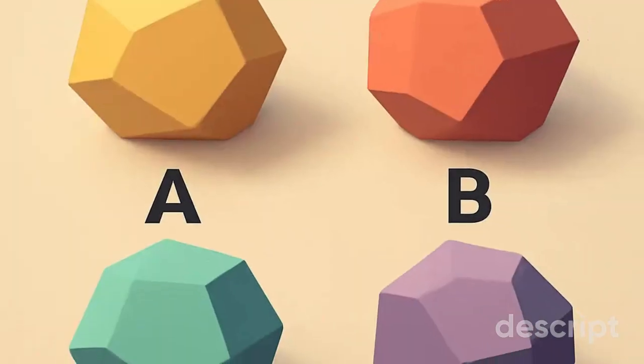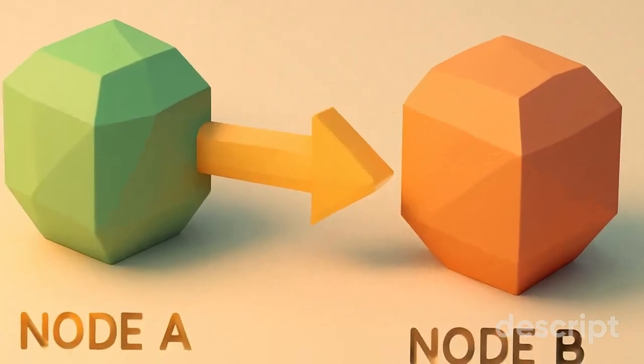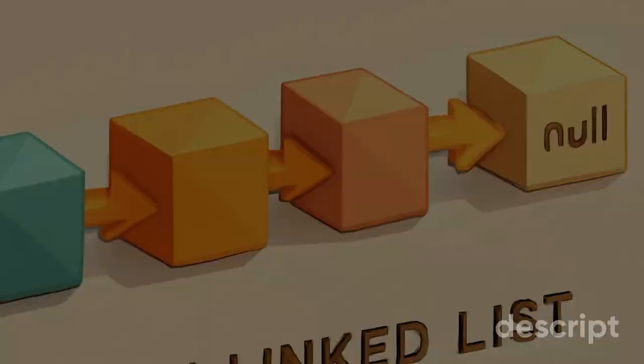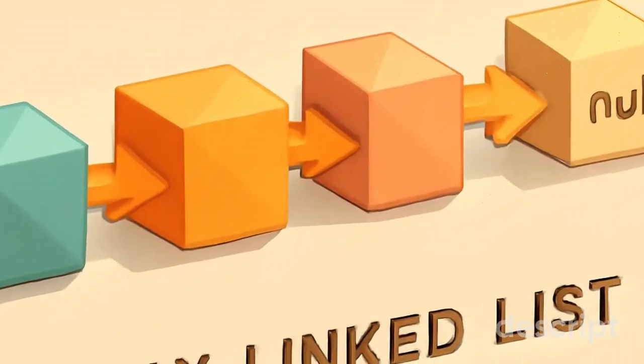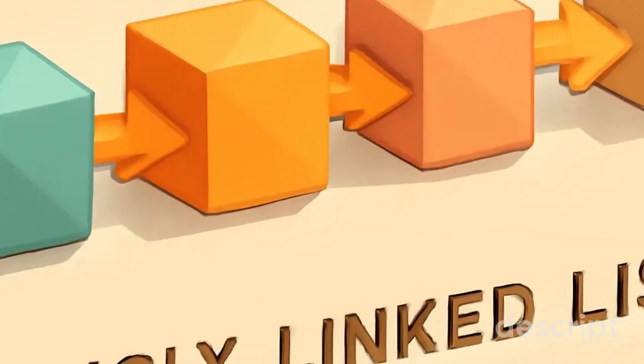Let's break it down visually. Imagine 4 nodes labeled A, B, C, and D. Each one connects to the next using a pointer. So A points to B, B to C, and so on. The last node points to nothing. We call that null. This is called a singly linked list. We can only move forward, one node at a time.